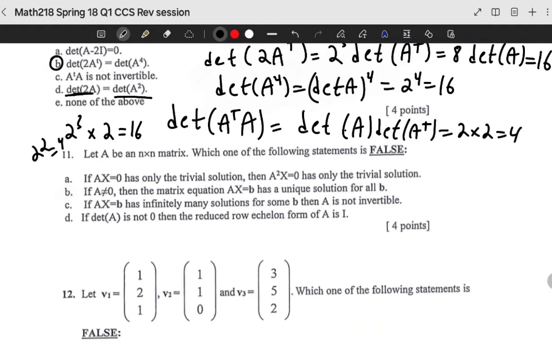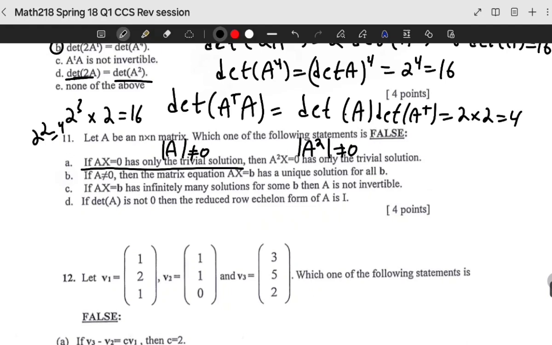For part 11, let A be an n by n matrix. Which one of the following statements is false? If Ax equal to 0 has only the trivial solution, then A squared x equal to 0 has only the trivial solution. If Ax equal to 0 has only the trivial solution, then A is invertible. So the determinant of A is not equal to 0. Then the determinant of A squared is definitely not equal to 0. So this is true. So this is not the option we're looking for.